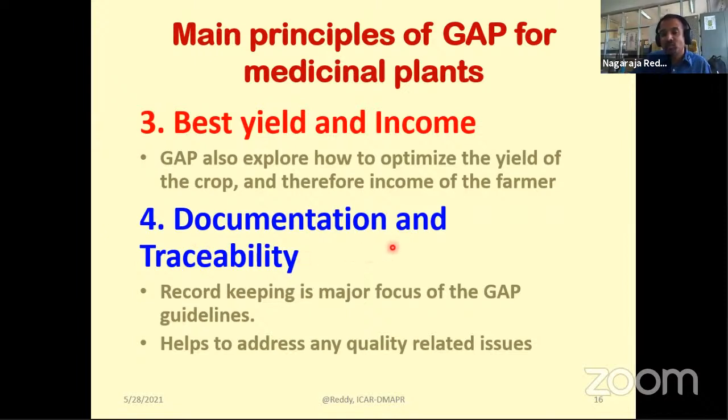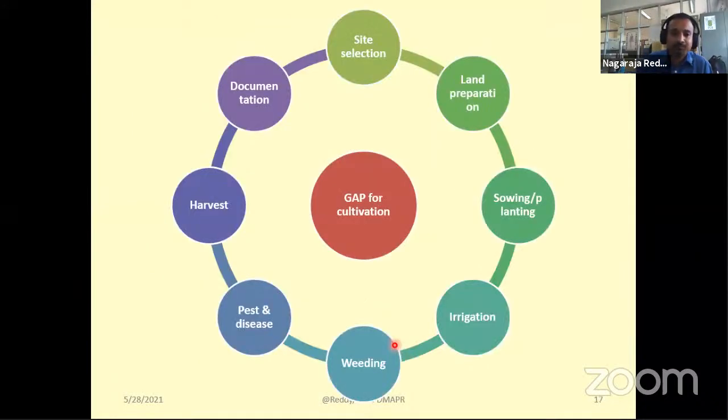So that whenever consumers seek information and you give them such information, they will be ready to pay more money. This will fetch more money in the market than other ordinary material. So record keeping is a major focus of good agricultural practice guidelines. It will help to address quality-related issues encountered during the course of preparation of a drug. So these are all the practices.